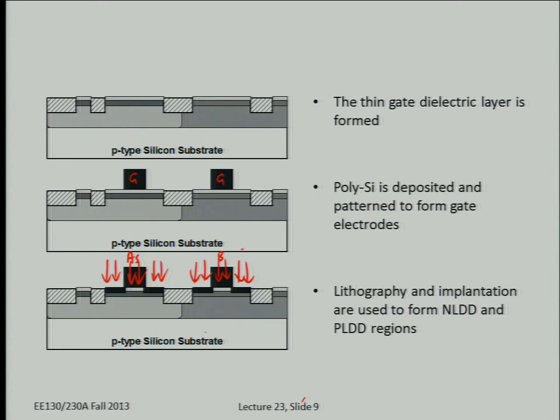But wherever there's a gate, the gate electrodes block the implant from reaching the silicon. So this way you can form the source and drain regions in a self-aligned manner. Okay, so the source and drain dopants are introduced in regions that are well aligned to the edges of the gate electrodes.